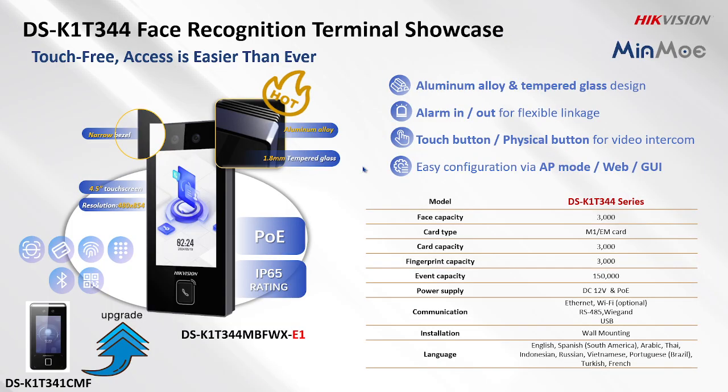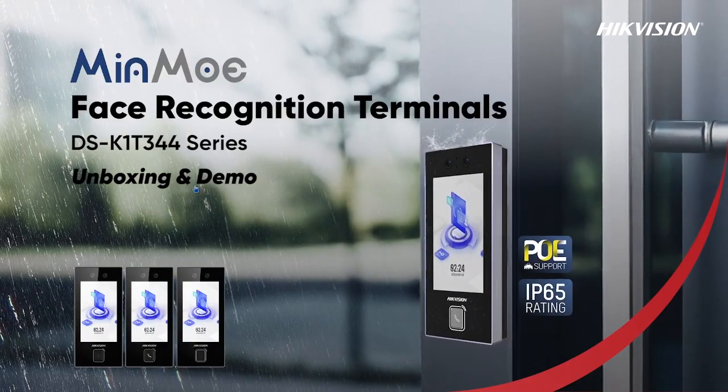Then now we have this ultimate one, which is 344. So 344 supports 3,000 faces, 3,000 cards, 3,000 fingerprints. So for an organization that is using more, we give these terminals. It was upgraded again from the 341 terminal. Then the design is aluminium. So let's just have a quick showcase of this.